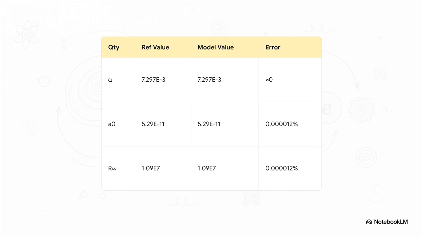Just look at the relative errors here. For the fine structure constant, the error is approximately 0. For the Bohr radius and the Rydberg constant, we are looking at an error of 0.00001203%. In the realm of theoretical physics, that level of numerical precision is extreme. The model isn't just generating numbers that are kind of close, it's generating numbers that lock in almost perfectly with our most rigorous experimental data.